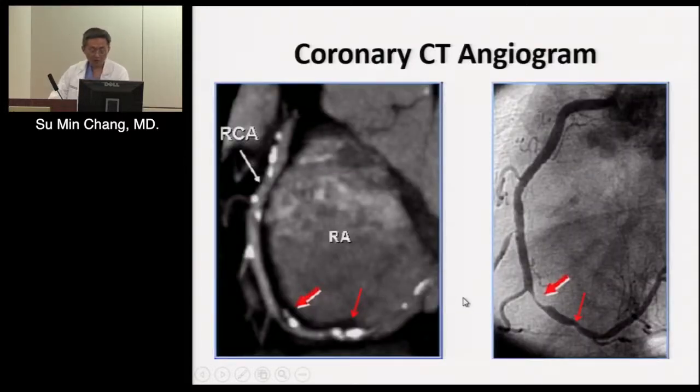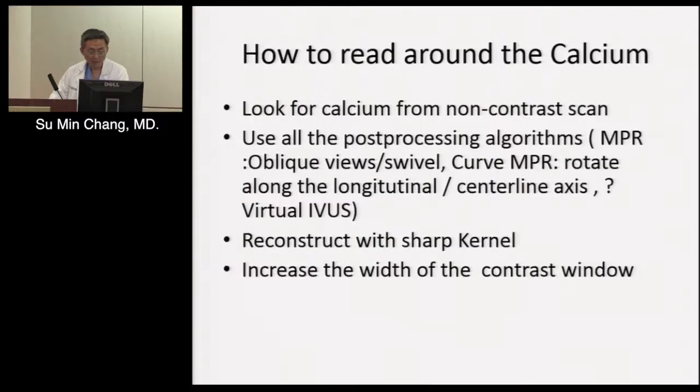So this is what the angiogram looks like, and kind of what you expected, that the mid-distal segment has high-grade stenosis, but the more distal segment here has a most moderate one. Okay. So how do you get around calcium?